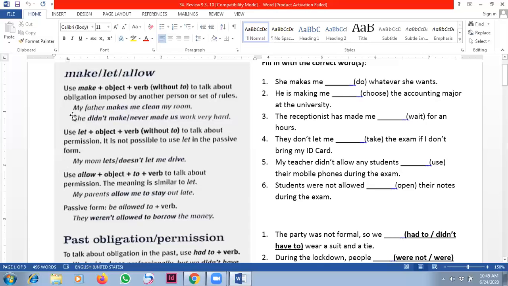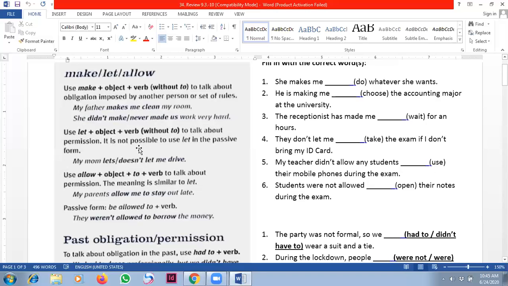For example, my father makes me clean my room. This is an obligation imposed by my father so that I clean my room. So makes me clean. This is verb 1 without to, without s, without ing. Just the first verb. She didn't make or never made us work very hard. Here also is an object pronoun, and then verb 1.